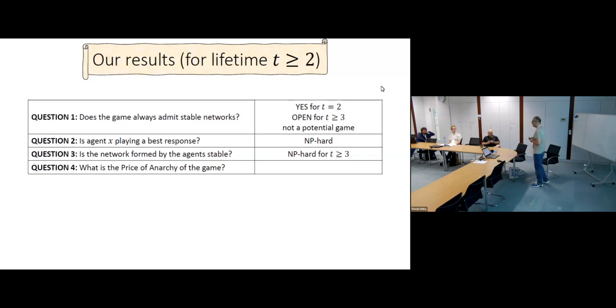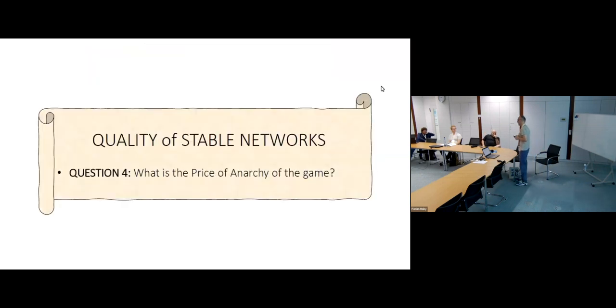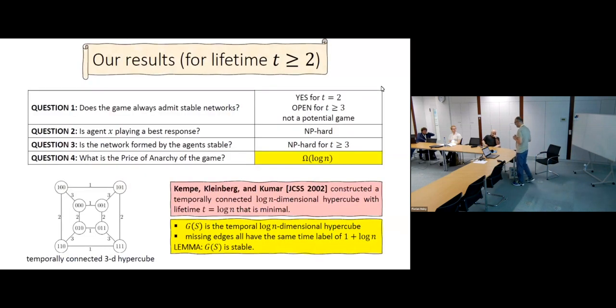And now let me move to the last important question, which is providing upper and lower bounds to the price of anarchy of the game. In our paper, we provided 1 lower bound and 2 different upper bounds for the price of anarchy. The first lower bound is based on a construction that was given by Kempe, Kleinberg, and Kumar in the seminal paper on temporal reachability problem.